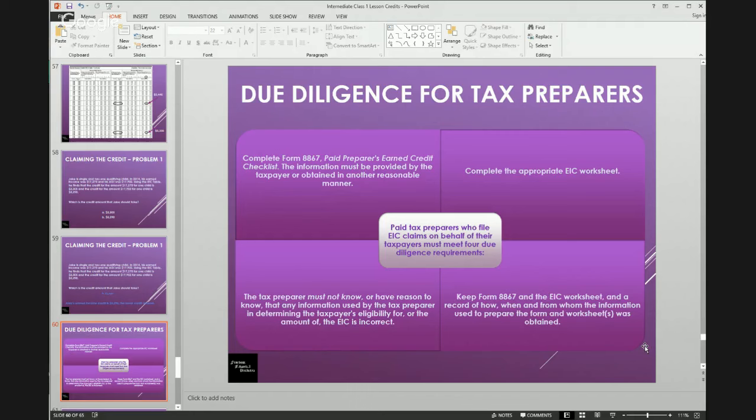But this Form 8867 is very specific as it relates to the children and also as it relates to the income, because with a refundable credit, this is money going out that was not paid in.